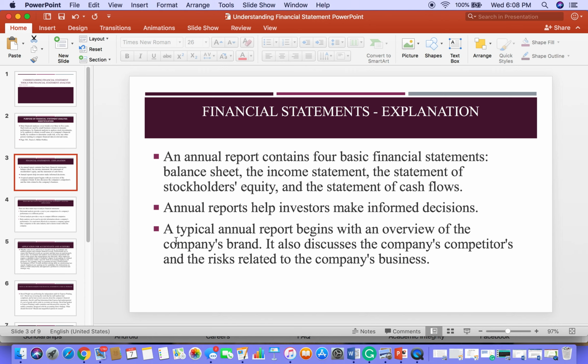A typical annual report begins with an overview of the company's brand. It also discusses the company's competitors and the risks related to the company's business.